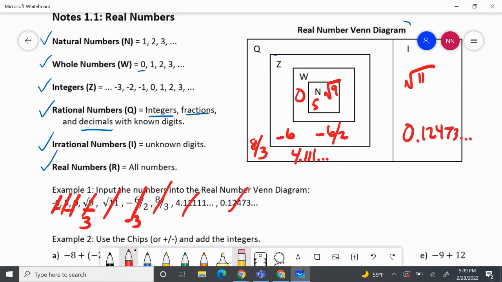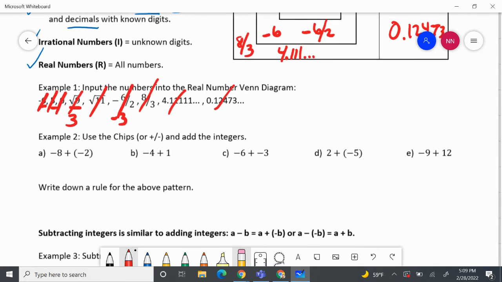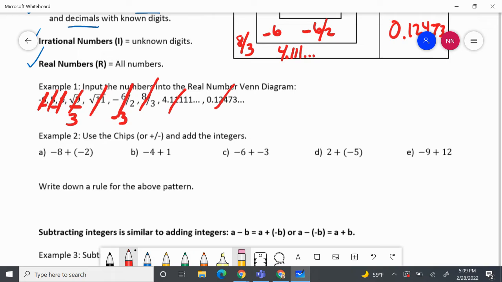Now we're going to look at our prerequisite skills. This is stuff that you should have done over the summer, practiced with, or know from pre-algebra. We're going to be looking at adding integers. Once again, integers are positive and negative whole numbers. So with these two, we have -8 and -2. That would be -10. Our next one, we have -4 and 1. If you're having difficulty with this, what you can do is put pluses and minuses to represent the numbers.